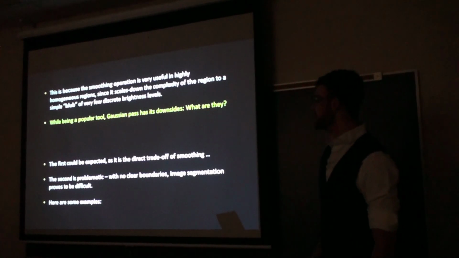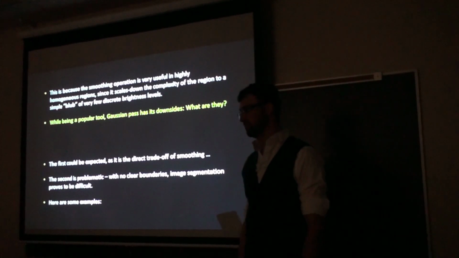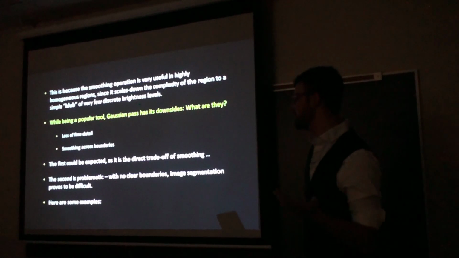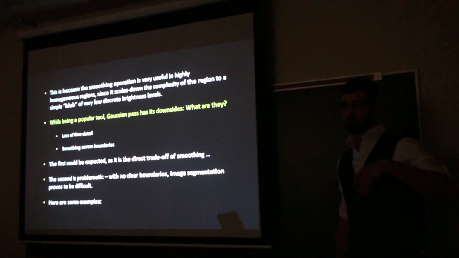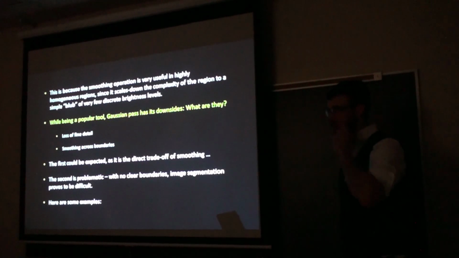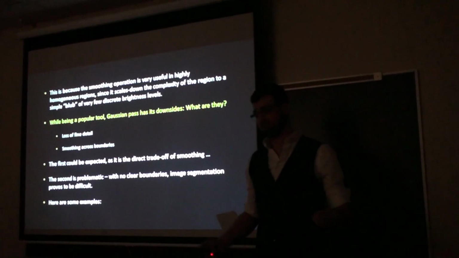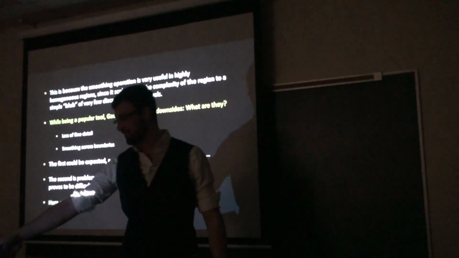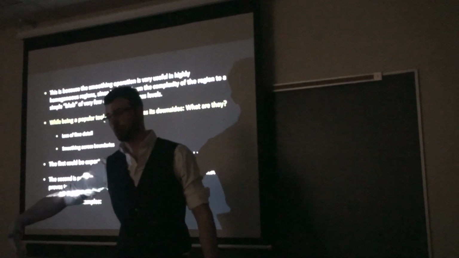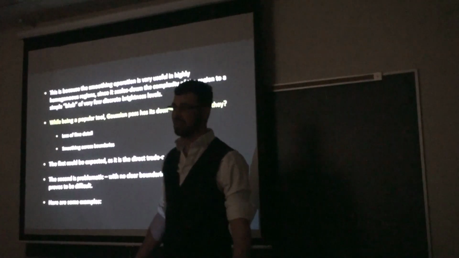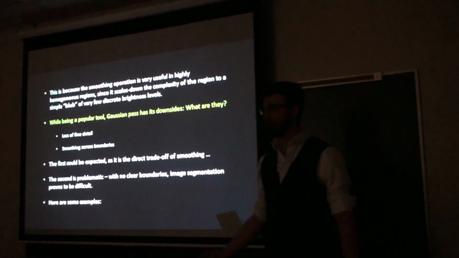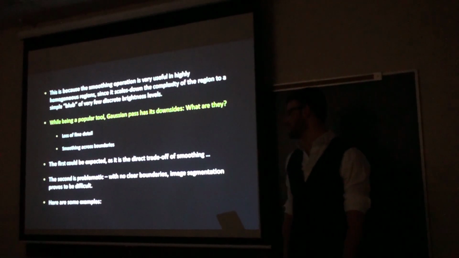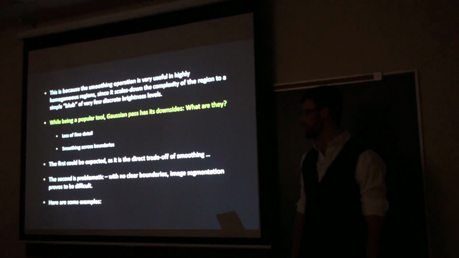While being a popular tool, Gaussian smoothing has its downsides. What are they? Loss of details and smoothing across boundaries, right? Along with the edges as well. So basically what this says is that whenever I blur something, if I get to a distinct edge like this, it'd actually blur across it. It wouldn't care, right? And in that sense, I actually lose the detail of my image, the important parts I want. The first is kind of expected for a trade-off. However, the second is kind of problematic. With no clear boundaries, image segmentation can be difficult.